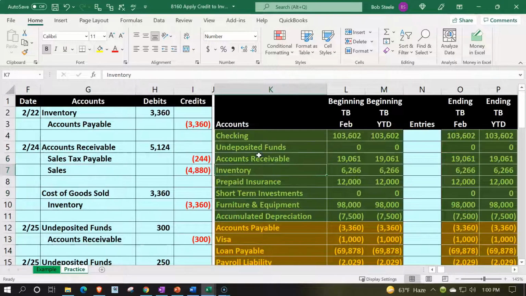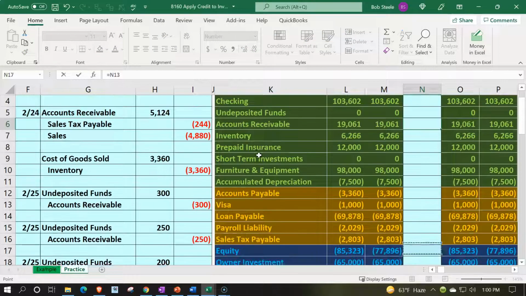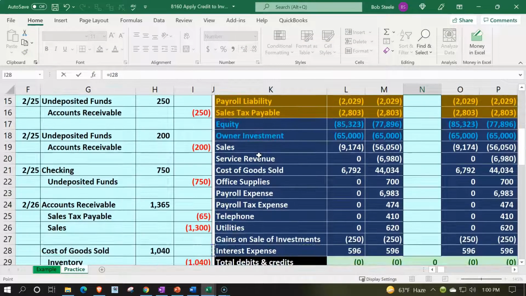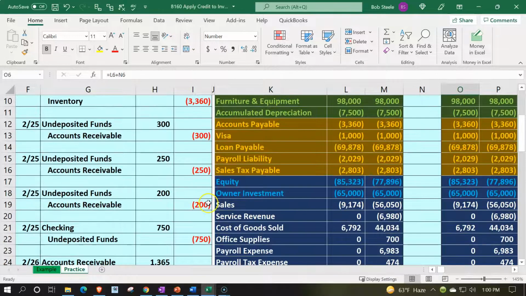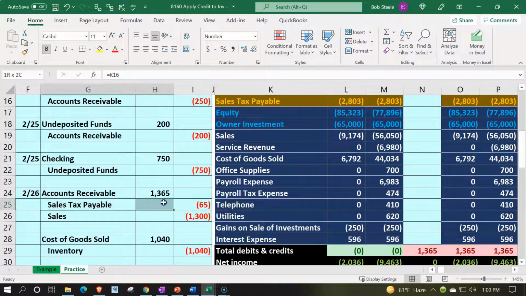Accounts receivable up top. We're in cell N6 equals, scrolling down. We then pick up that 1365, bringing the receivable up to 20,426. That's the same for the February data and the year-to-date data because we're on the balance sheet.